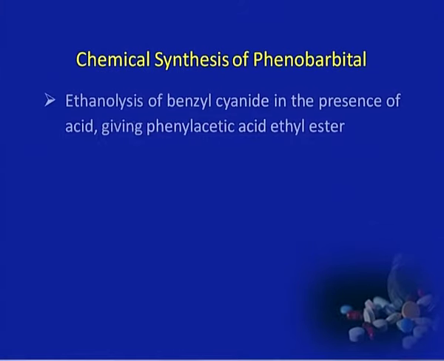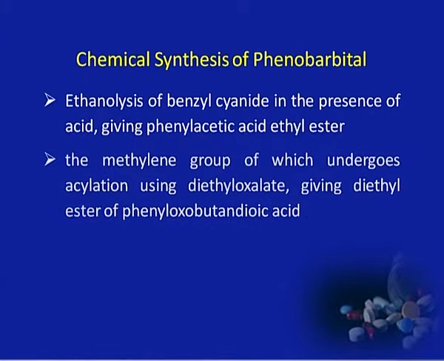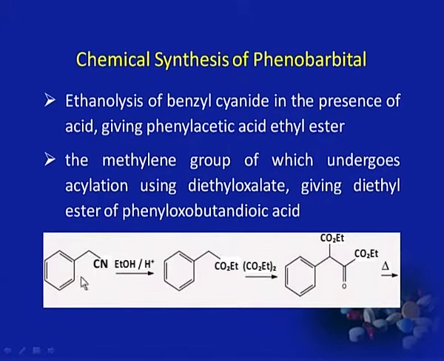In the first step, the ethanolysis of benzyl cyanide in the presence of acid takes place, which gives phenylacetic acid ethyl ester. Then the methylene group of which undergoes acylation using diethyl oxalate and gives diethyl ester of phenyl oxobutanoic acid. You can see this is the first step, ethanolysis of benzyl cyanide, and here the next step, by which we get the final drug phenobarbital.